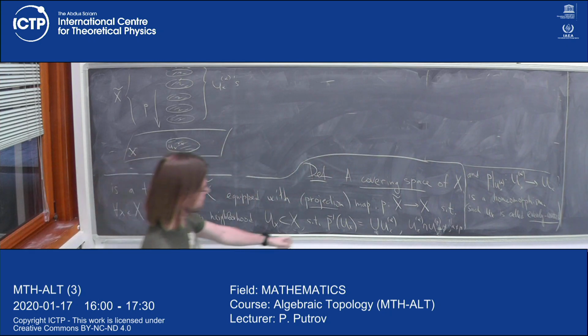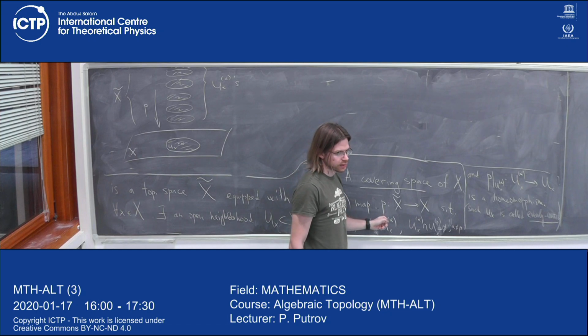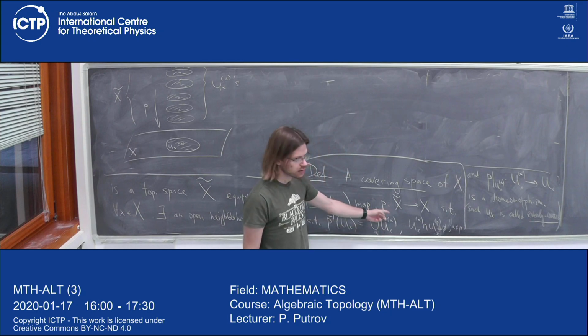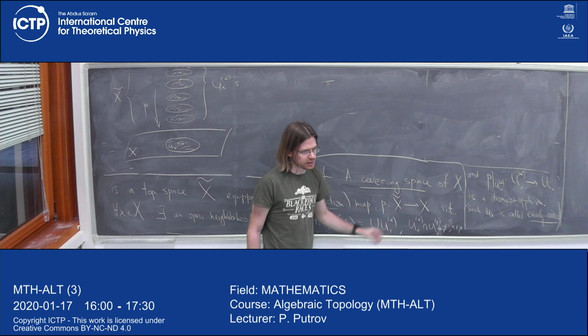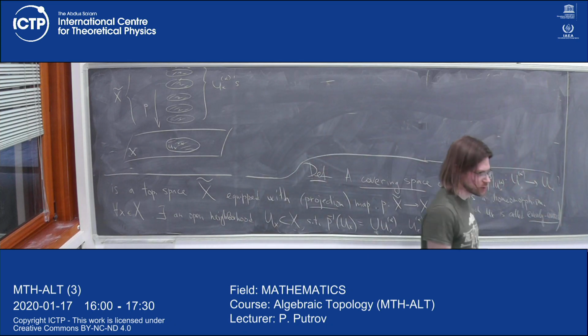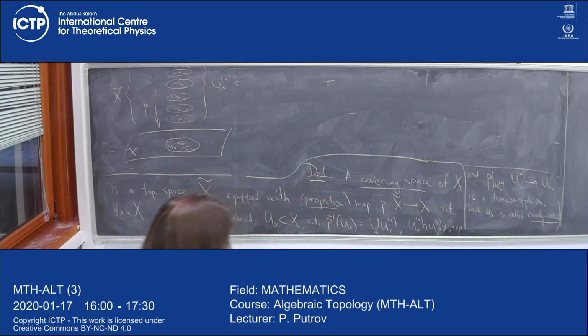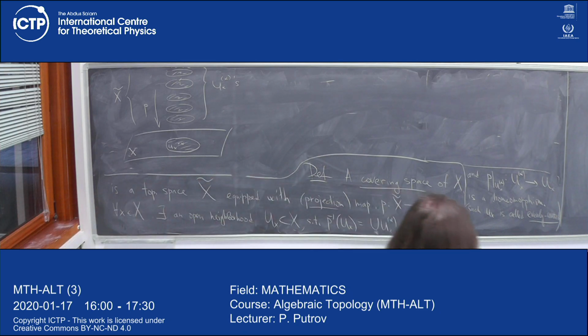If we have this, this is a continuous one. By default, as I said, if I consider maps, they will be continuous. This is a continuous map, so this should be open, because the union is open, right? But each of them is not necessarily open.